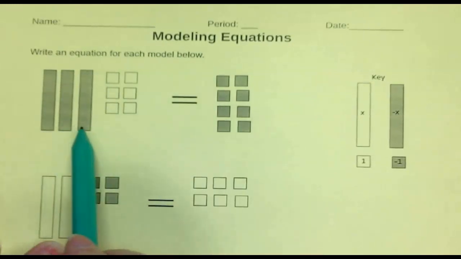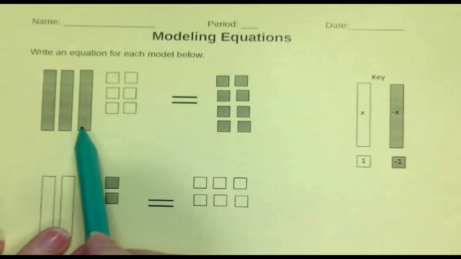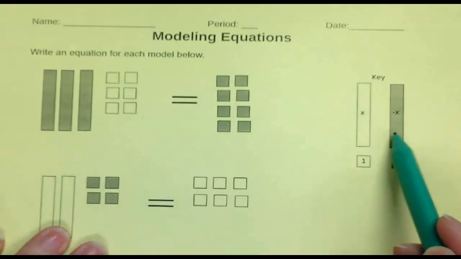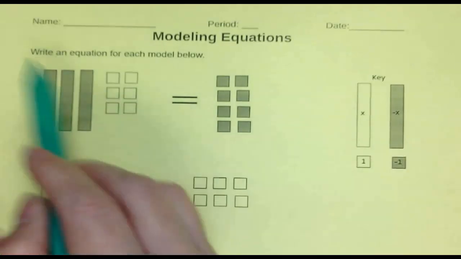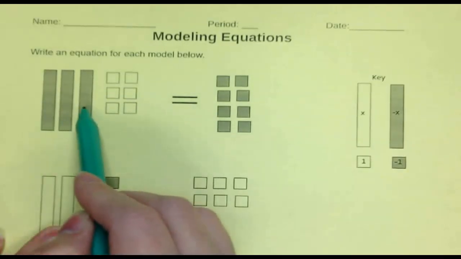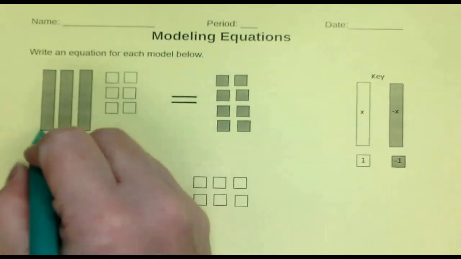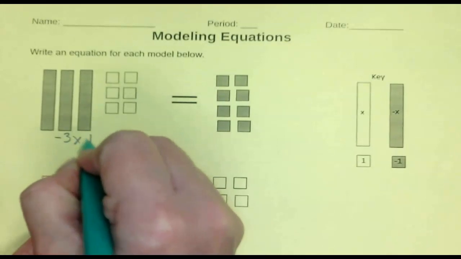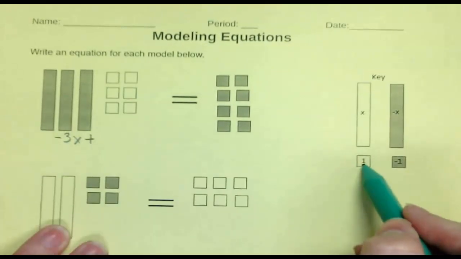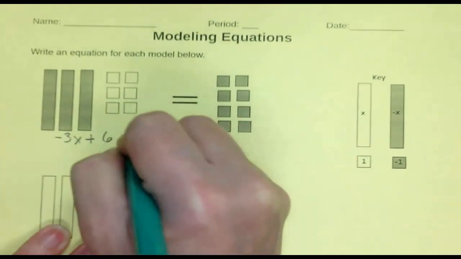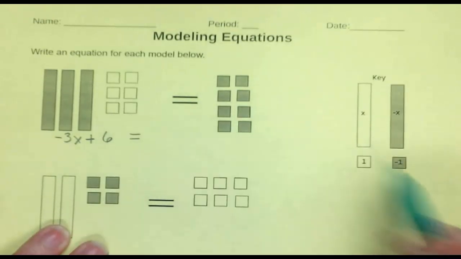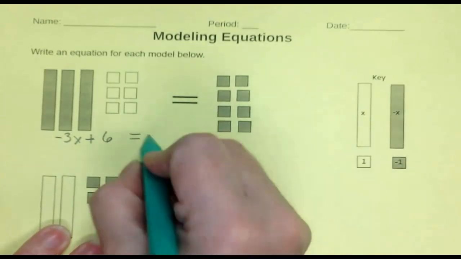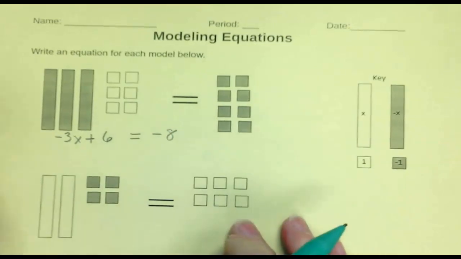I see I have 3 shaded bars. I look over to the key. The key says that's negative x. So that's negative x, negative x, negative x. So I have negative 3x plus, well, that shows a positive 6, and then it equals, since they're shaded, they're negative, negative 8.